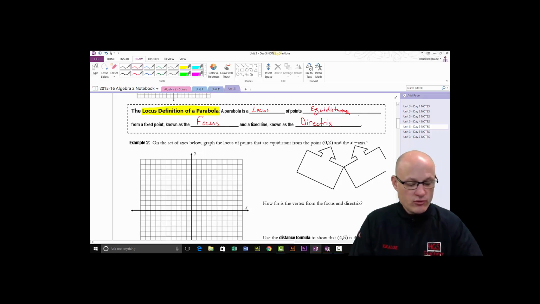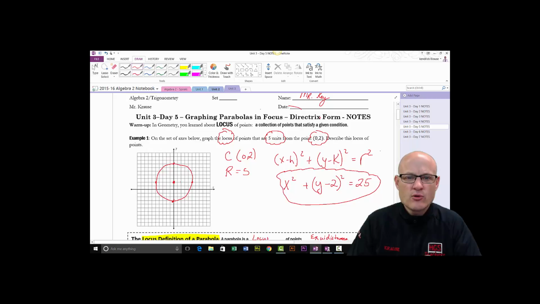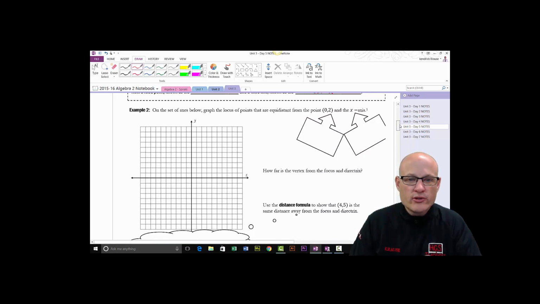We're doing the focus directrix form of a parabola. I did talk about that, didn't I? Didn't I call this a focus? Right here, focus and directrix form. All right, here we go. What are we going to do? On the set of axes below, graph the locus of points that are equal distance from the point 0, 2 and the x-axis. Whoa, it's a little bit different.